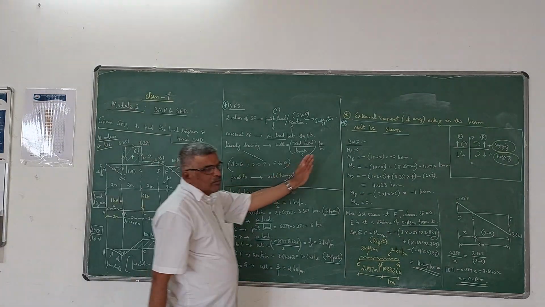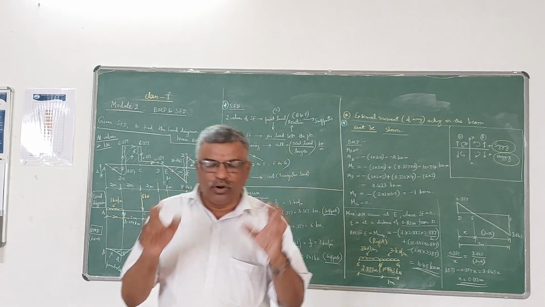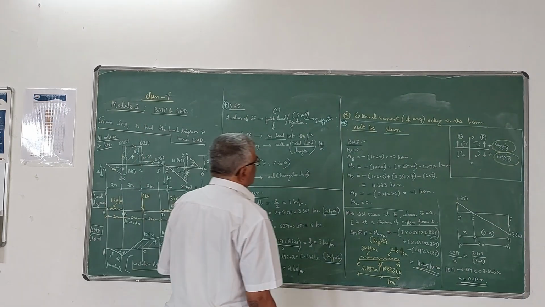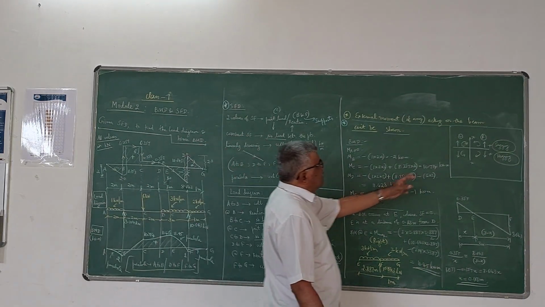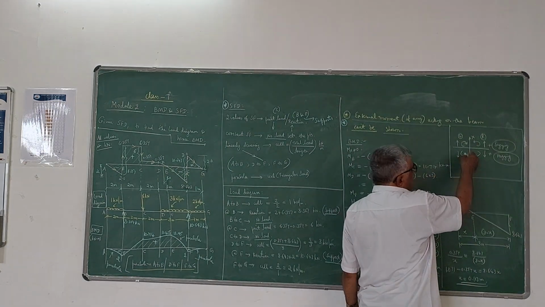Now once we get this loading diagram, we can draw the bending moment diagram. From the shear force diagram, first you have to draw the loading diagram. From the loading diagram, you have to get the bending moment diagram. Now as usual, this is the sign convention for calculating the bending moment. The X-axis is the section under consideration.